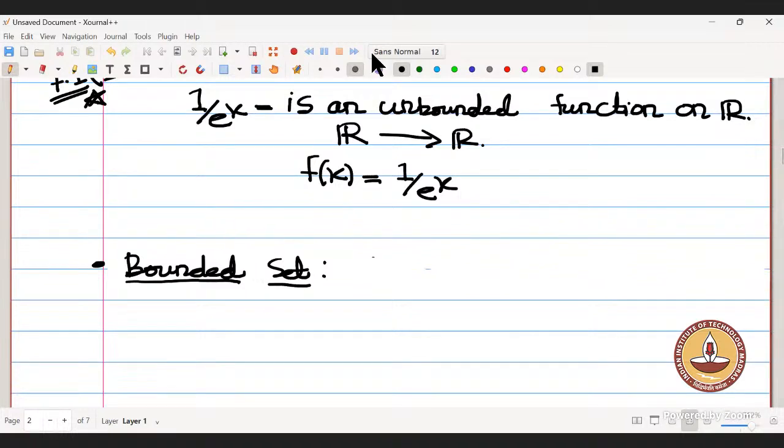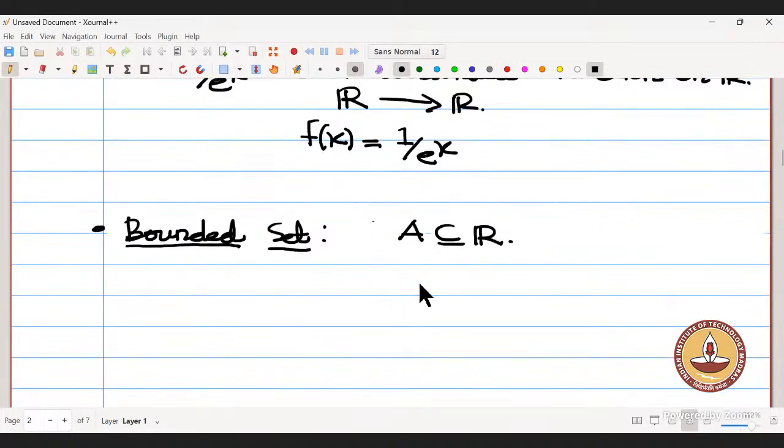So Asit, are you here? Yes, sir. So what basically I'm trying to say is, first try to understand what a bounded set is. Suppose you have a set A, which is a subset of the real numbers. I say that A is bounded if all the elements in this set A are in between some numbers.